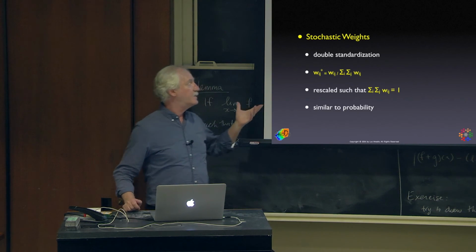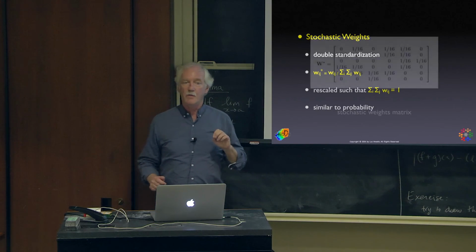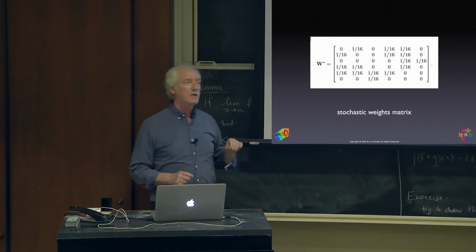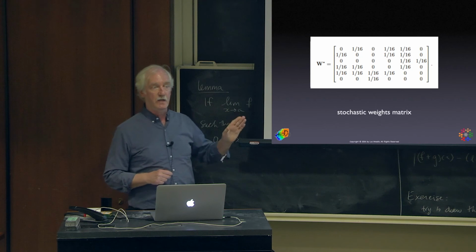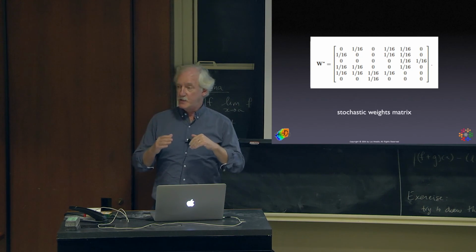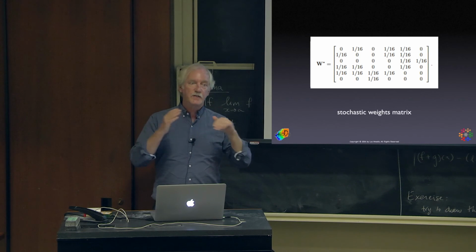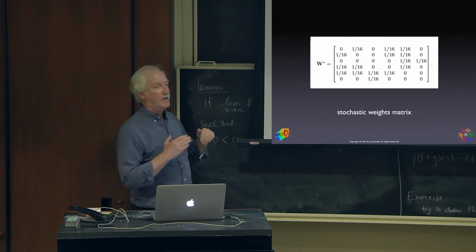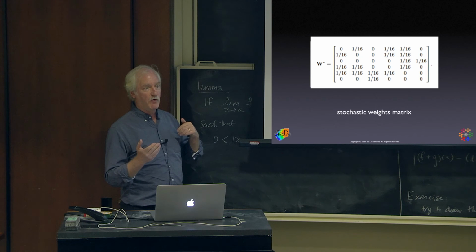So then it looks like this. There are 16 non-zero elements in that matrix. You can count them. So every weight is now 1/16. So we have a rescaling. We keep the symmetry, but we have the same problem as before again.